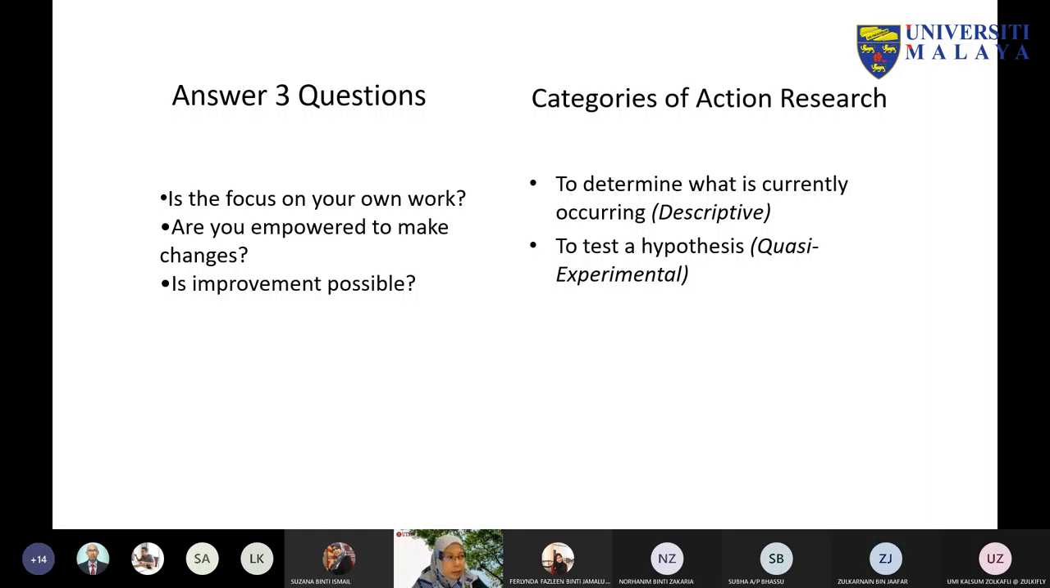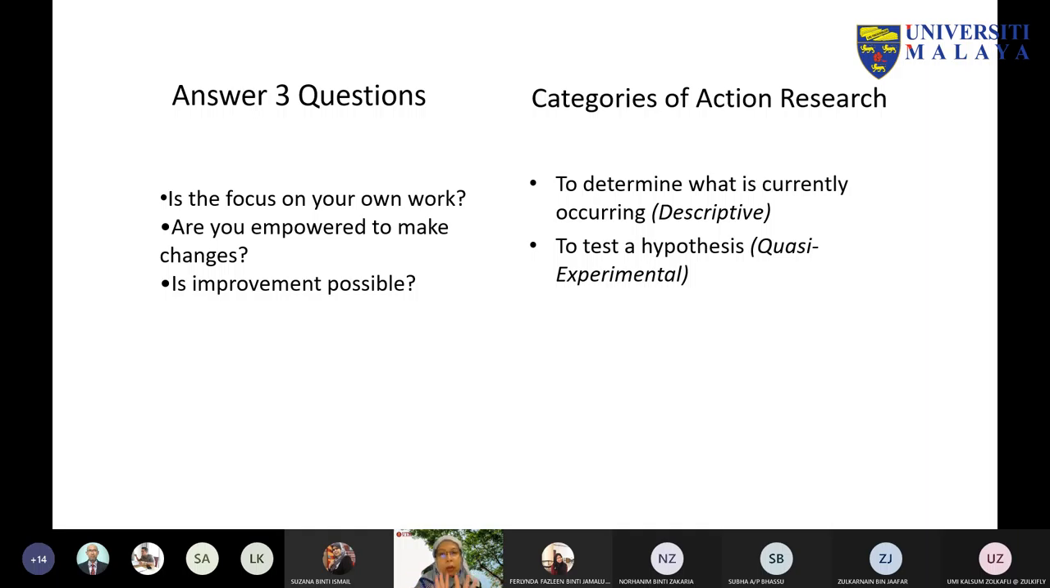Are you focused on your own work? You're empowered to make changes. So if your student says, I want to do action research, are you part of the community? Are you part of the system? No, you are outsiders, so usually they are not empowered. They cannot make changes. They're not part of the phenomena. If you're not empowered, you do not have the power to change things. The improvement is impossible, so you shouldn't be doing action research.